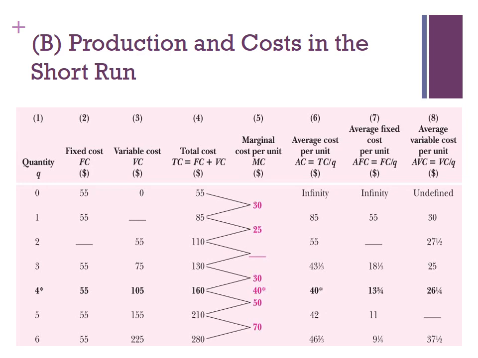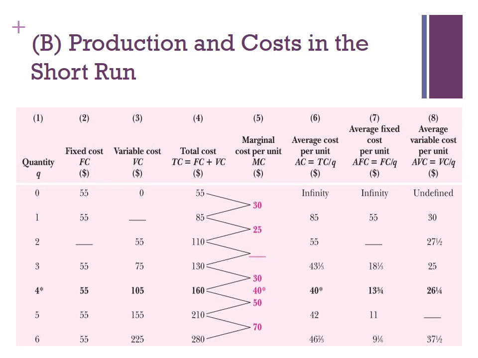And finally, what about average variable cost? Average variable cost equals variable cost divided by quantity produced. Variable cost, column number 3, divided by quantity produced, column number 1. So 0 divided by 0, undefined. Then 30 divided by 1, 30. 55 divided by 2, 27.5. 75 divided by 3, 25, and so on.